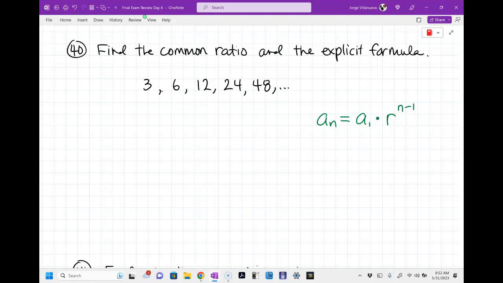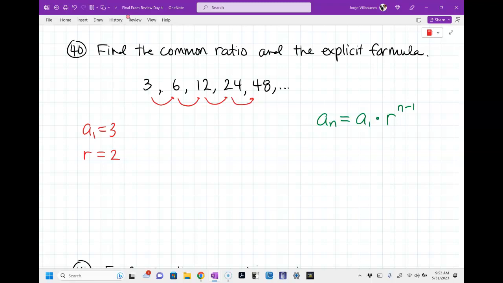Okay, so you just need to know your a sub 1 value and your r value, and you can write it out and you're done. All I have to do is figure out what is my common ratio, though, because I know a sub 1 is 3. That one's already given to me. But what do I multiply by to get from 3 to 6 to 12 to 24 and 48? By 2. Because we're adding 3 if you want to get to 6, but then you don't add 3 to get to 12. We are multiplying by 2. 3 times 2 is 6, times 2 is 12, times 2 is 24, times 2 is 48. So r is equal to 2.